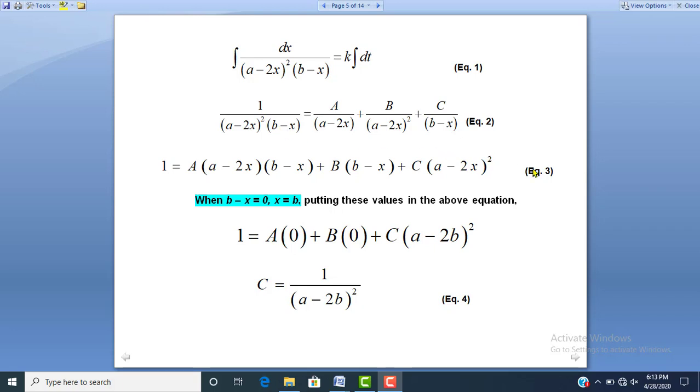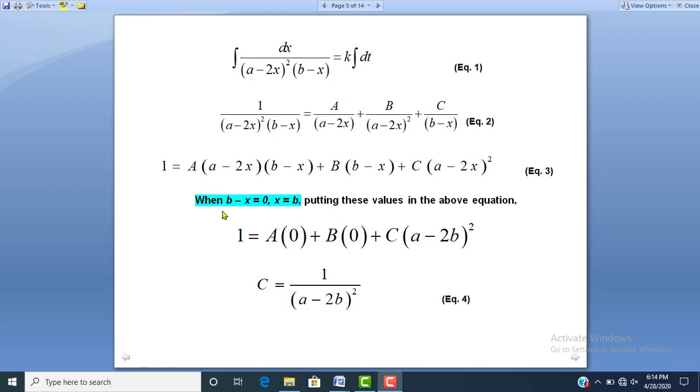So this equation is 1 is equal to A into (a minus 2x) into (b minus x) plus B into (b minus x) plus C into (a minus 2x) square. In this equation, we apply the condition when b minus x is equal to 0. It means x is equal to b. So if we apply the term x is equal to b, this x will be equal to b.